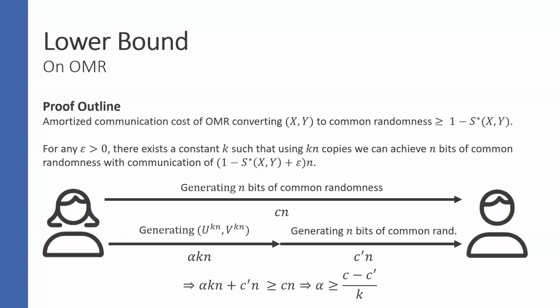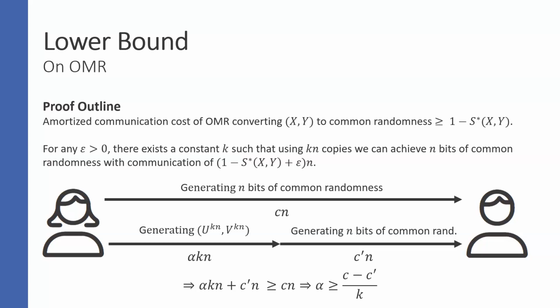So first of all, we notice that the amortized communication cost of OMR converting source correlation XY to common randomness is at least 1 minus S-star. And this is obtained by modifying seminal work in information theory about common randomness capacity. And then we show that even using a linear amount of copies, we can get as close to this bound as we want. Okay. And now, I want to lower bound the OMR for converting source correlation XY to a target correlation UV.